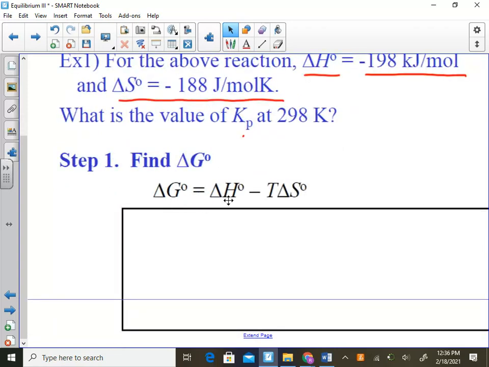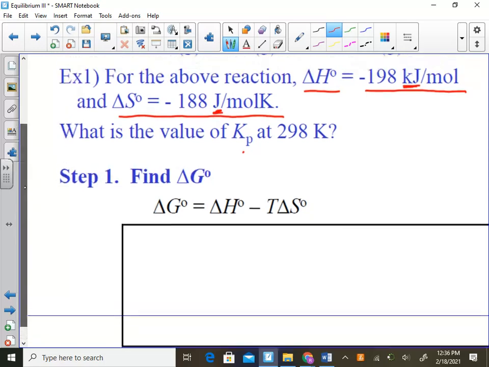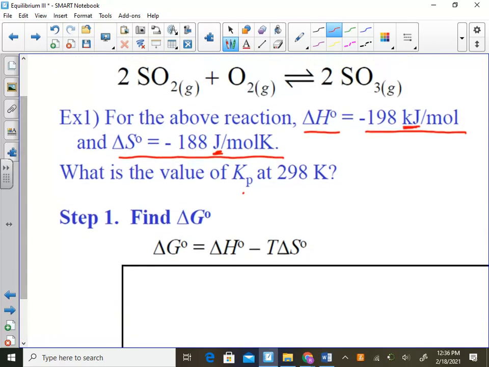And so to find delta G, we took our delta H value and plugged it in. We took our delta S value and plugged it in. Our temperature of 298. Now, again, the fatal flaw for one of these, make sure the units match. So I'm going to give you a minute. Go ahead and do this.